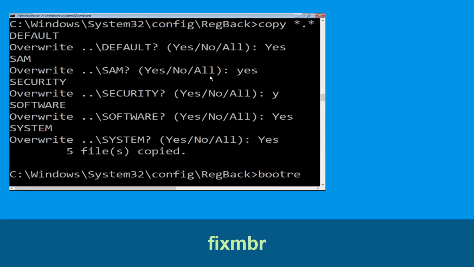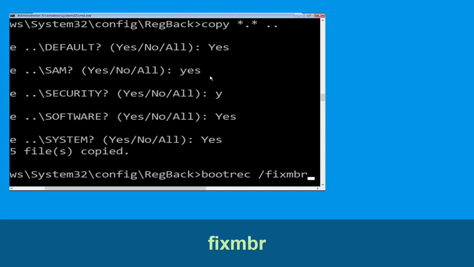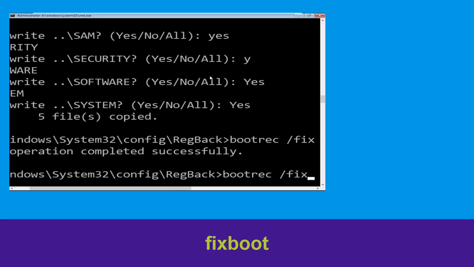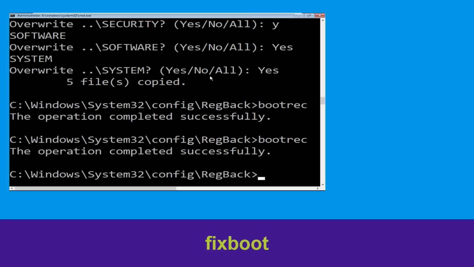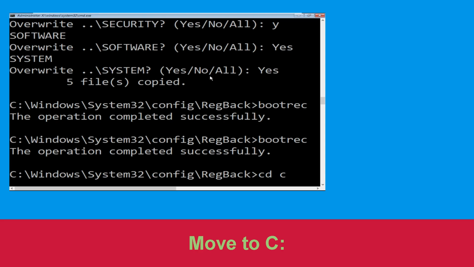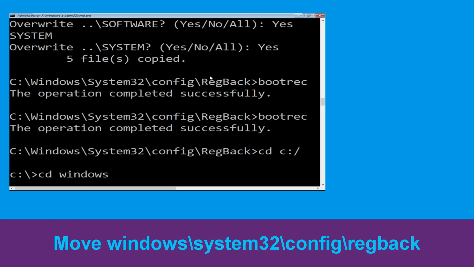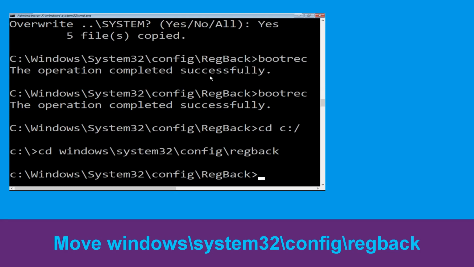Now execute this command. Type bootrec space /fixmbr and simply hit enter. Now execute this command. Type in bootrec /fixboot and hit enter. Now type cd space c: / and simply hit enter. Now execute this command. Type cd space windows /system32 /config /regback, then simply hit enter to execute this command.